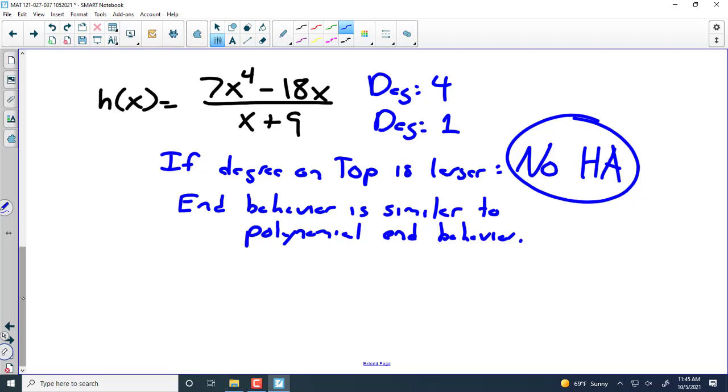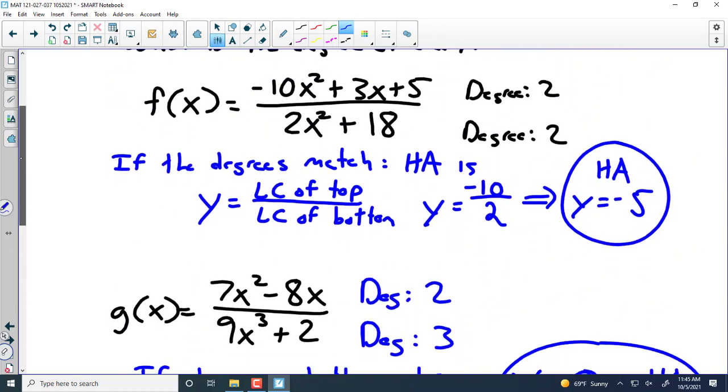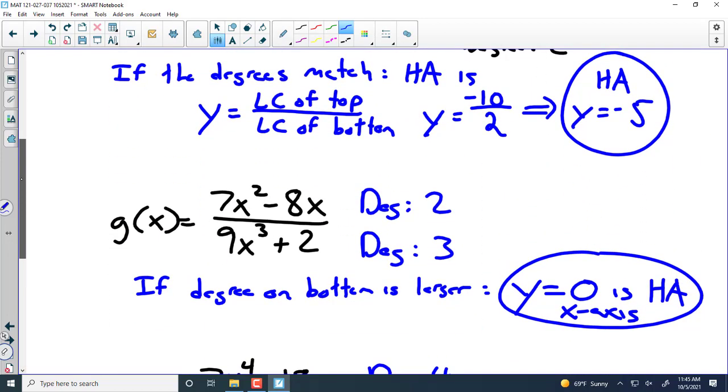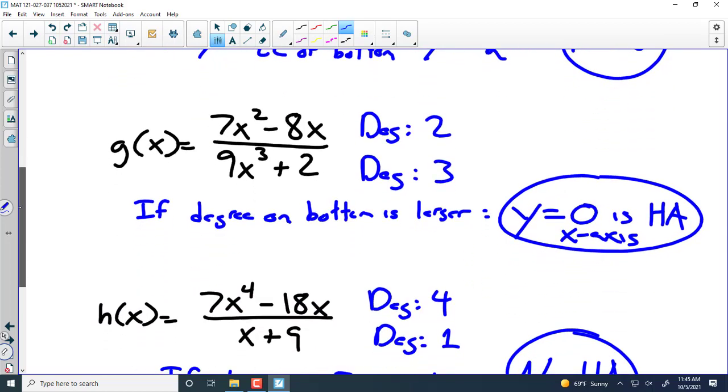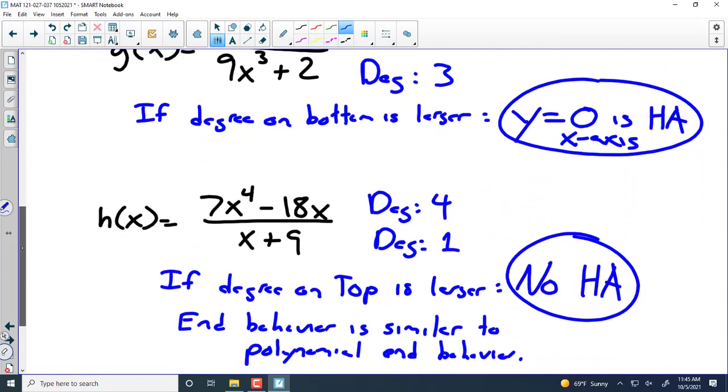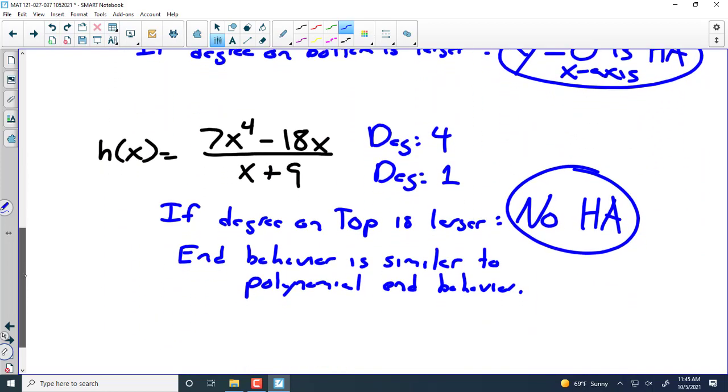Okay. That's actually it for horizontal asymptotes. It's only one you have to worry about. You either have it or you don't. If your degrees match, you do a little division problem. If your degree on the bottom is larger, you're done. It's y equals 0. If your degree on top is larger, you have no horizontal asymptote.